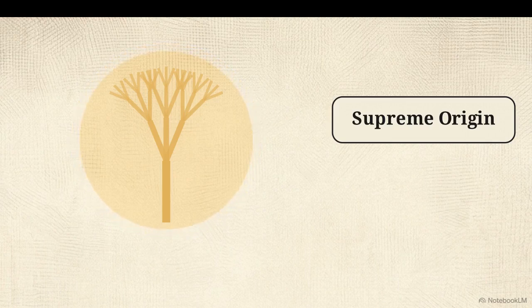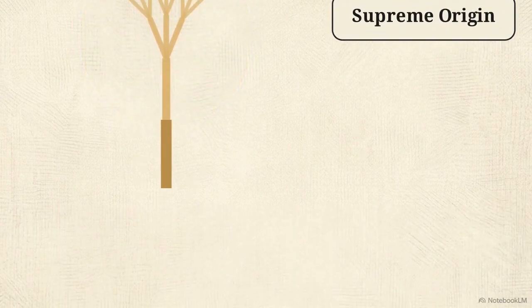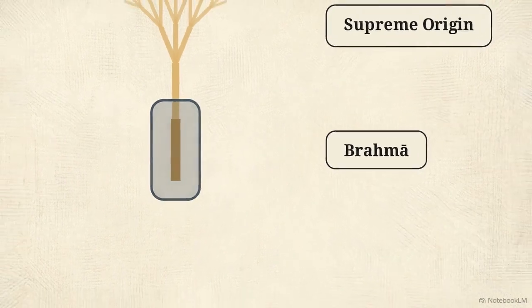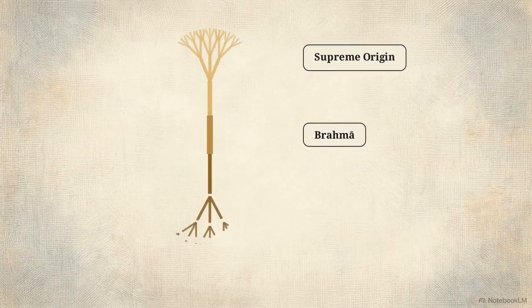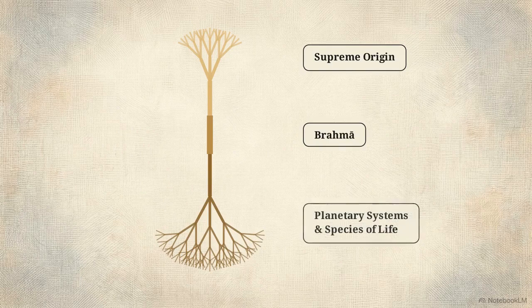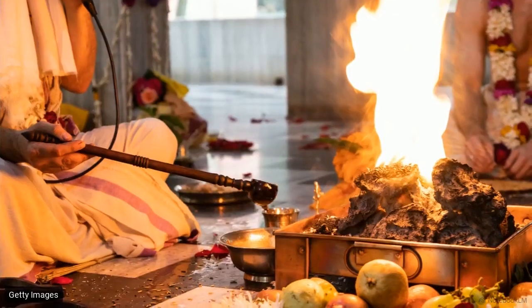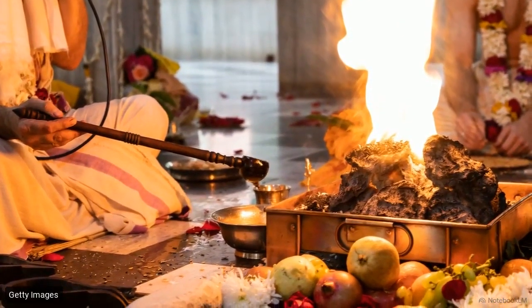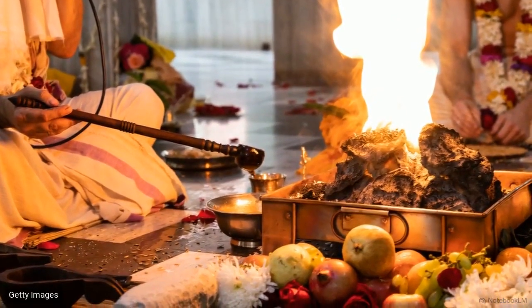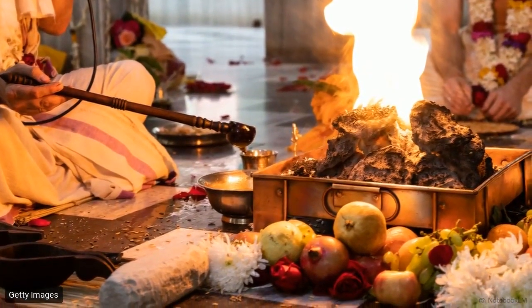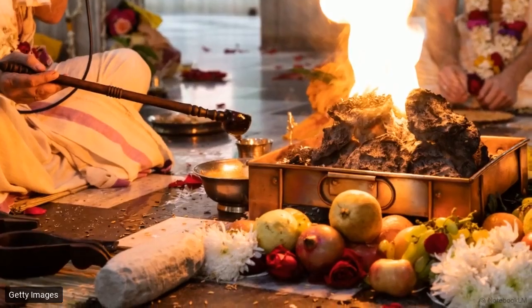The primary roots at the top represent the supreme origin, while the central trunk corresponds to the secondary creator, Brahma. The sprawling branches extending downward symbolize the planetary systems and diverse species of life. This image captures the ritualistic fire and offerings that characterize the leaves of the tree. These represent the hymns of the Vedas, which sustain material existence by tempting souls with temporary rewards.